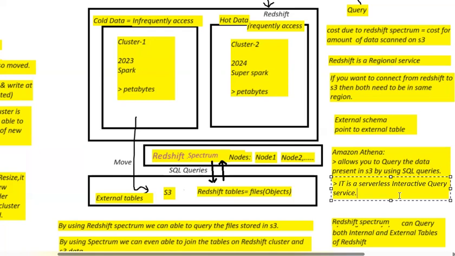So what does it mean, sir? It is also a query service, but it's a serverless and interactive query service, right? Yes. You can query your S3 data by using Amazon Athena. Since it is a serverless and interactive query service, you can interact with S3 by using SQL queries, right? Yes. So what about cost, sir? What about cost in Athena?